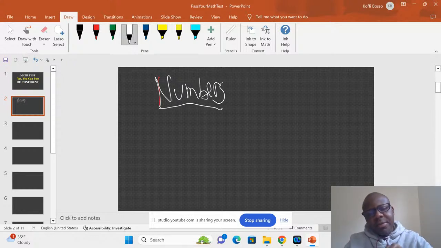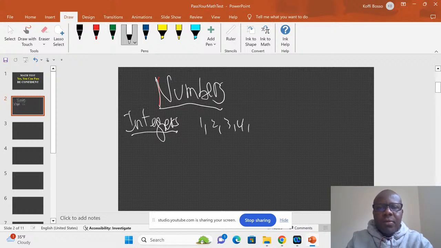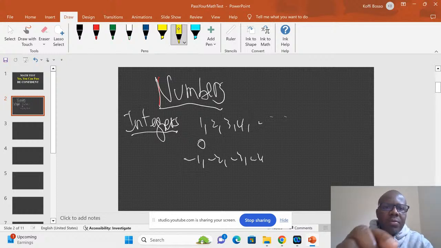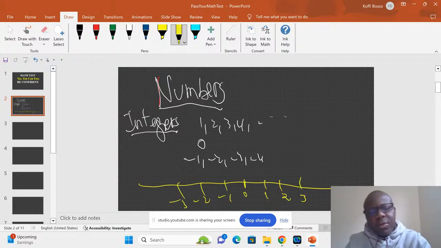And when I say numbers, it can be some integers. Integers are counting numbers like 1, 2, 3, 4, 5, 6, 7, 8, and so on. We also have 0, and we have their opposites like -1, -2, -3, -4, and so on. If you want, we can put this on a number line. So you have 0, 1, 2, 3, -1, -2, -3, and so on.